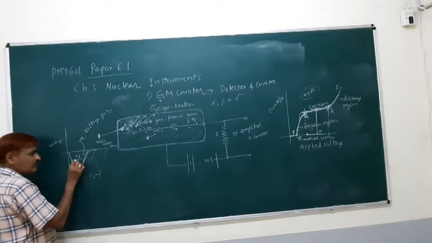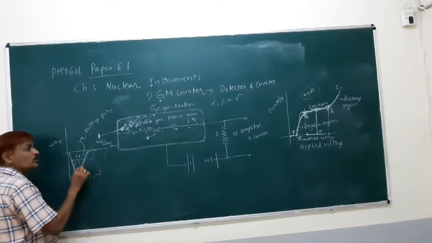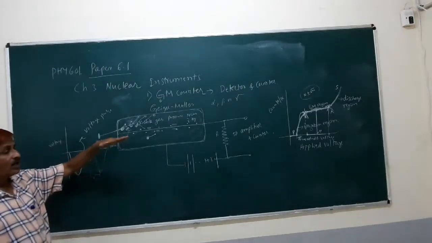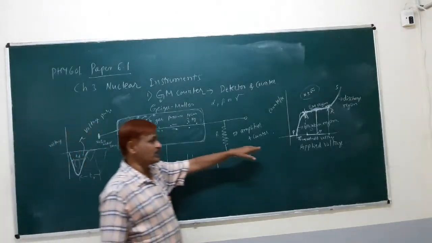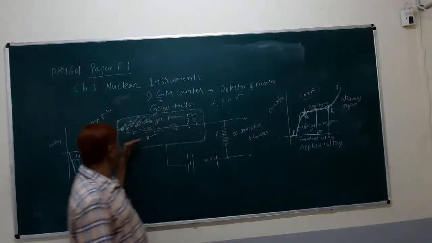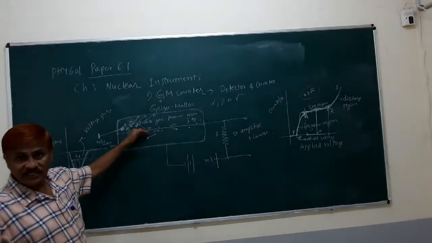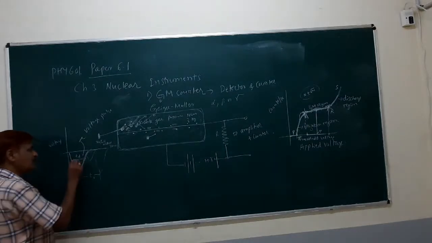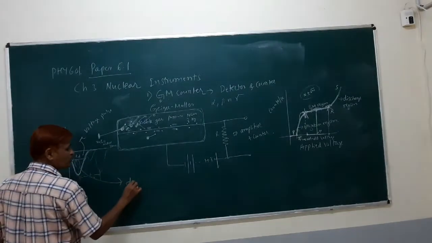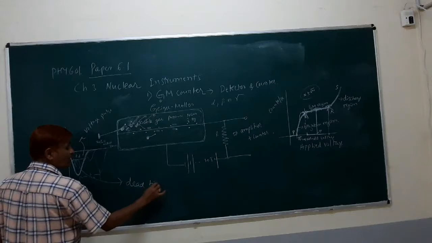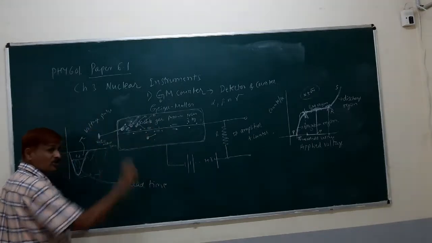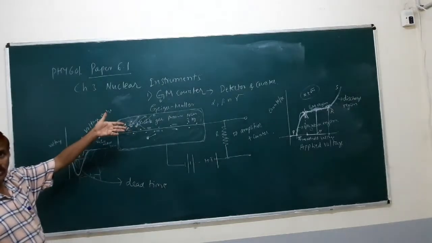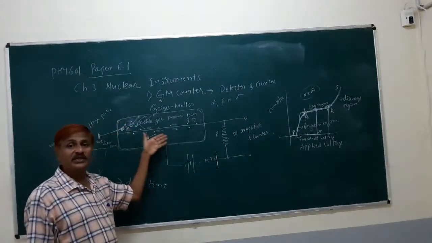At that time, the counter is not able to count because the voltage has dropped below threshold voltage. So if any particle entered here, that is not counted, and that is called dead time. Dead time is the time during which the voltage has dropped below threshold, and the counter is not able to count any radiation entering into it.